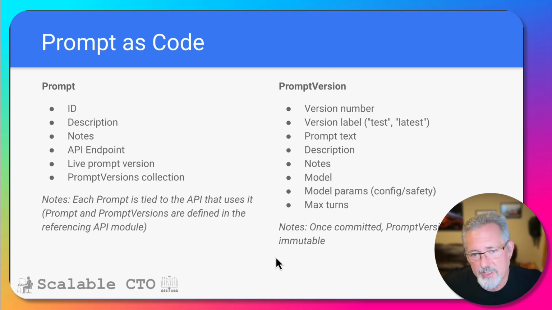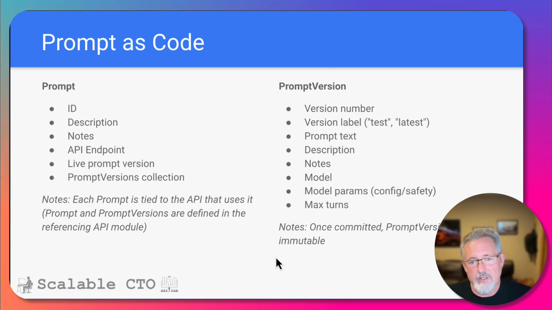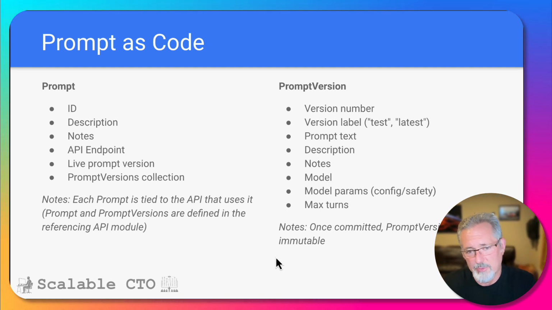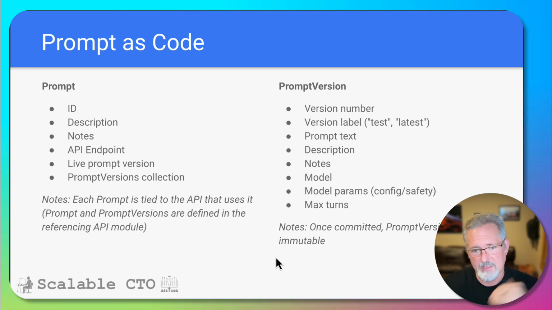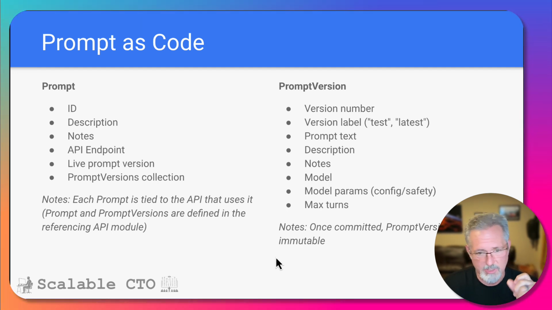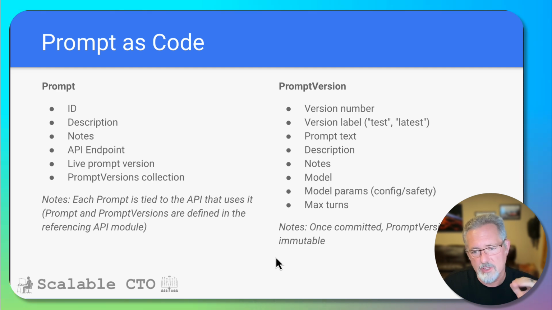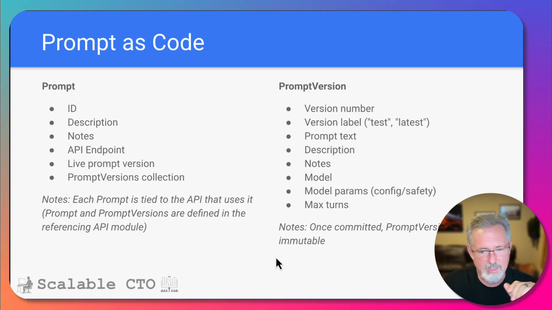And then the prompt version has a version number that monotonically increases. It can have an optional label. It has the prompt text, obviously. You can have description and notes for your own internal record keeping, and then you have the model used, all the model parameters, the configuration safety parameters, and the turn limit, and there may be other things that end up in the prompt version over time. Once that prompt version is committed, it's immutable, meaning that once version number 1 is committed to source control and deployed, that can never change.